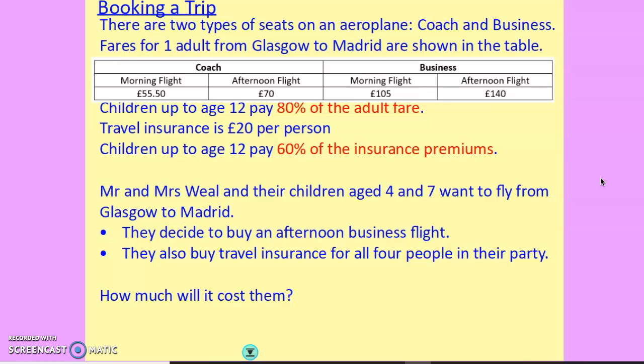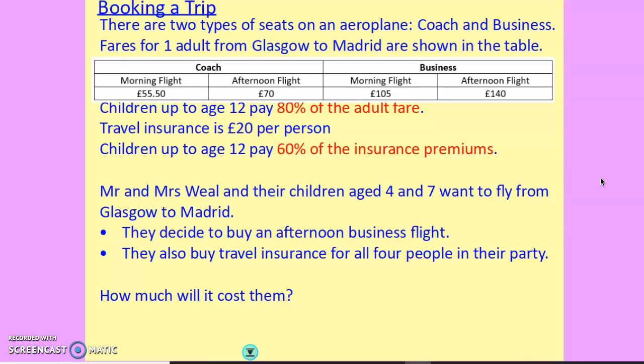Okay. So we've got two types of seat in an aeroplane. We've got coach and we've got business. The fares that are shown here are for one adult from Glasgow to Madrid. Children up to the age of 12 pay 80% of the adult fare. Travel insurance is £20 per person, and children up to the age of 12 pay 60% of this insurance.